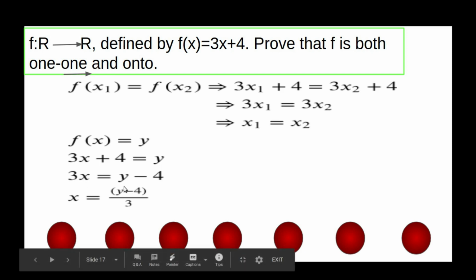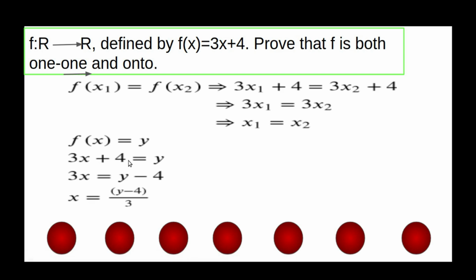So x is equal to (y minus 4) by 3. Okay, so we have a pre-image for this y. So this function is an onto function.